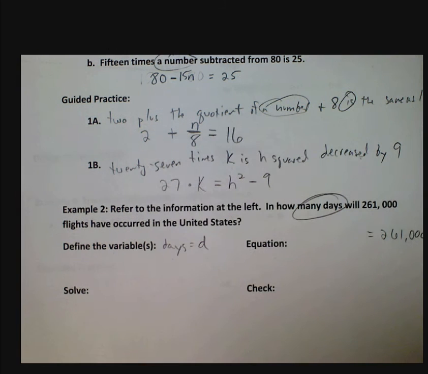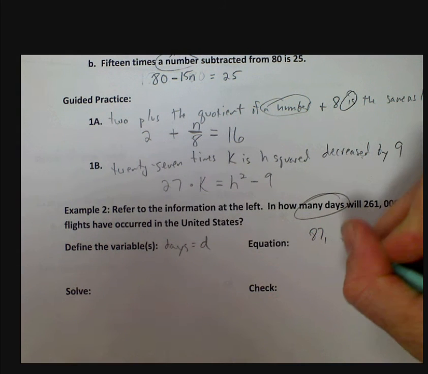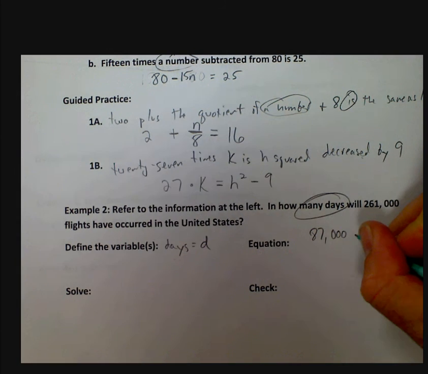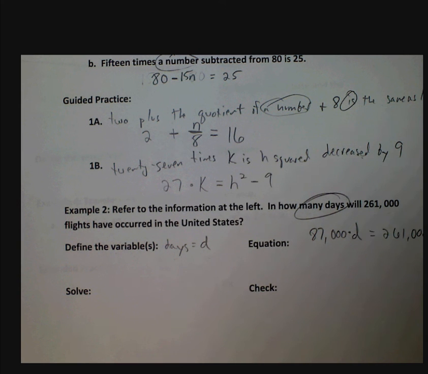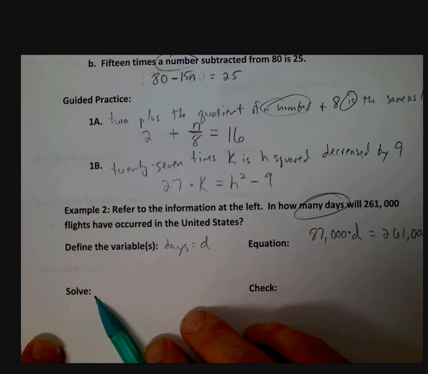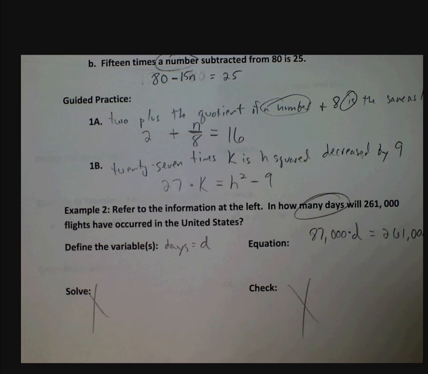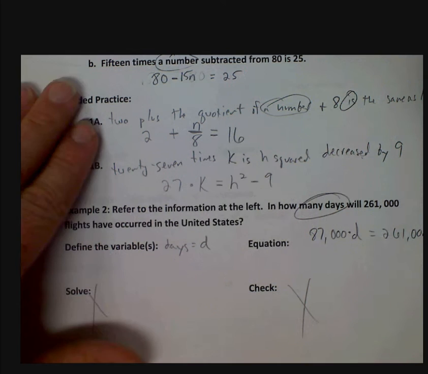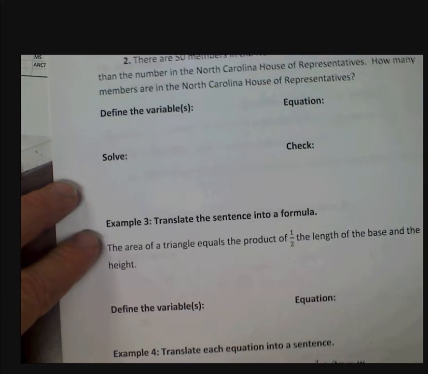261,000 flights. Well, in the information that was given to us, there's 87,000 flights per day, each day. That means I would multiply my D to 87,000. We're not going to solve this just yet because I haven't taught you that, and we're not actually going to check it either. So don't even worry about solving this because I'm going to wait to solve problems. I want to make sure that we can set it up. So go ahead with a guided practice.